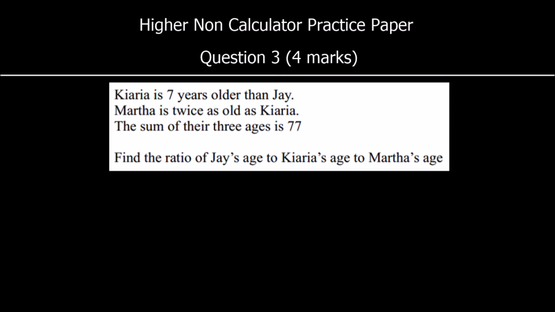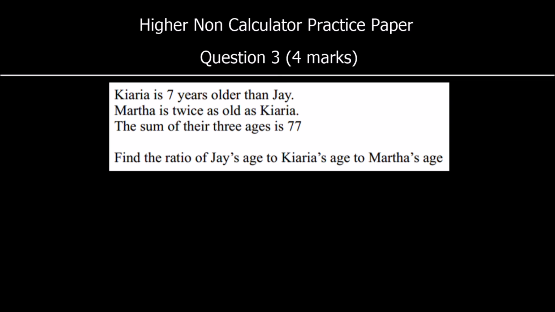Question 3. Kyria is 7 years older than Jay. Martha is twice as old as Kyria. The sum of their 3 ages is 77. We need to find the ratio of J to K to M.